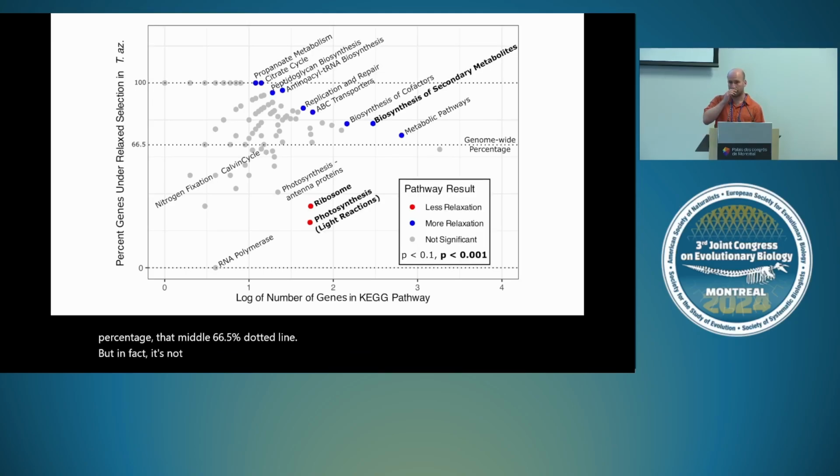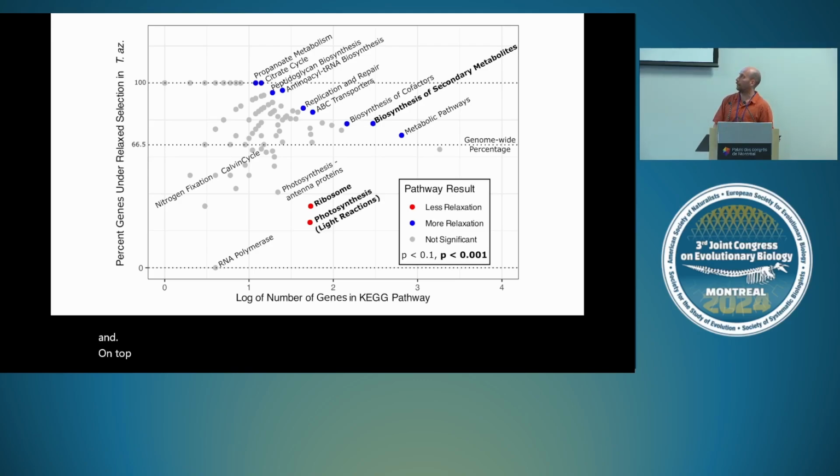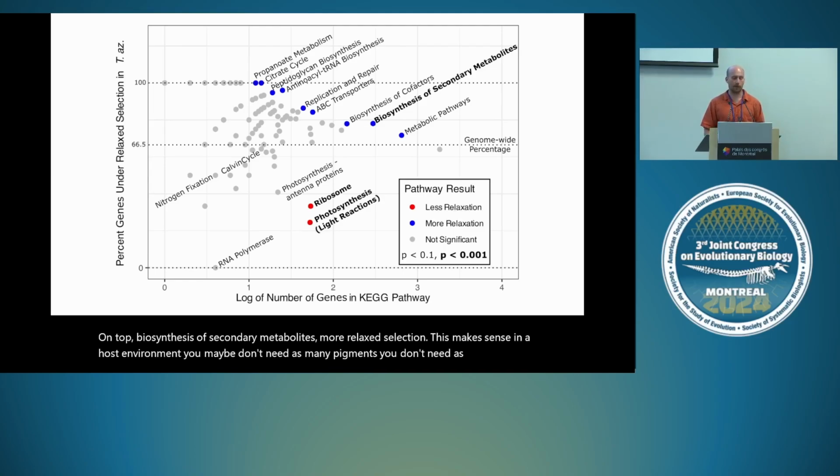Some pathways are significantly under more or less relaxed selection. Those with a p-value less than 0.1 are colored. Some others are labeled just because they're interesting, but the three to focus on are those in bold with a p-value less than 0.001. And on top, biosynthesis of secondary metabolites, more relaxed selection. This makes sense in a host environment. You maybe don't need as many pigments. You don't need as many defense compounds.